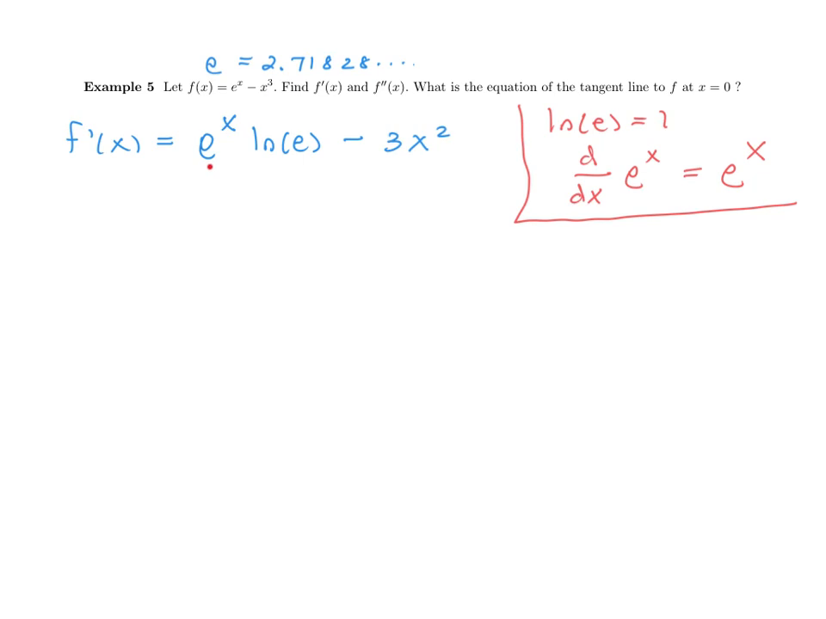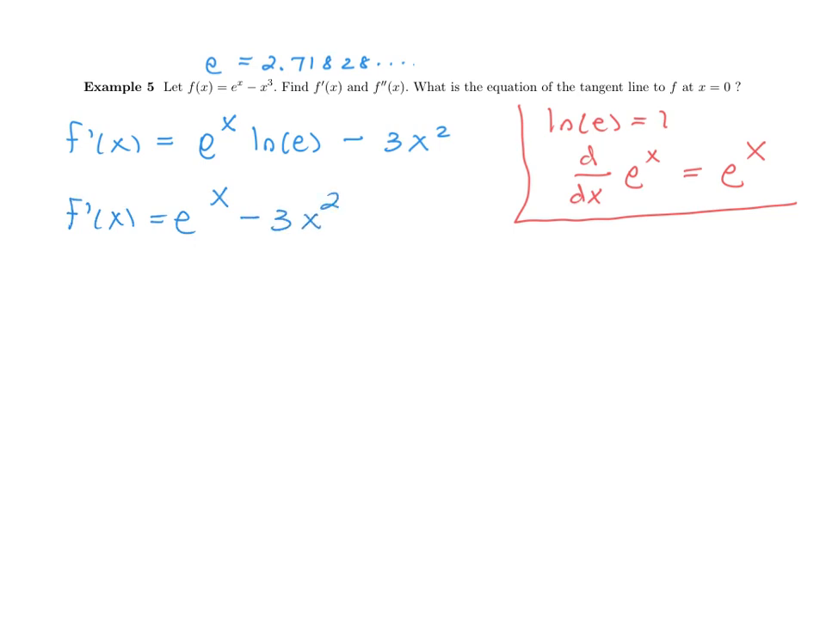We'll often use the function e to the x, and when you take its derivative, it's equal to itself. There's no need to write this any time. If you ever see e to the x alone and you're taking its derivative, you can simply say, oh, well, the derivative is e to the x, then we have minus 3x squared.